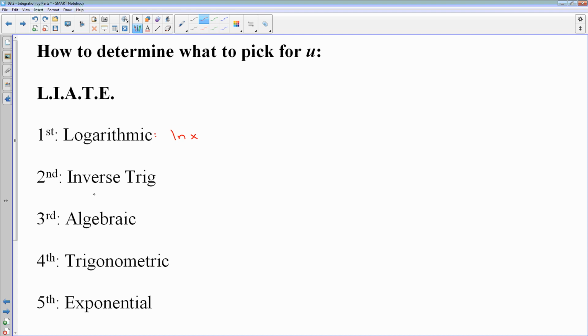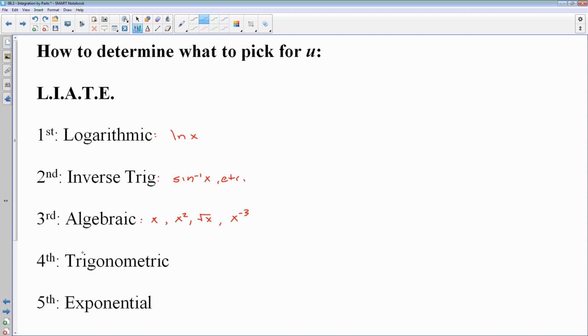If there's not a natural log or any logarithmic function, then you look for inverse trig, anything like arc sine of x or arc cosine of x or anything along those lines. Okay, if there's not an inverse trig, then the next one you go to is algebraic. Now, algebraic means just something like x or x squared or the square root of x, x to the -3, anything like that, x to some power. Those are your algebraic functions. That's what you would choose next, and that's what we did in that first example.